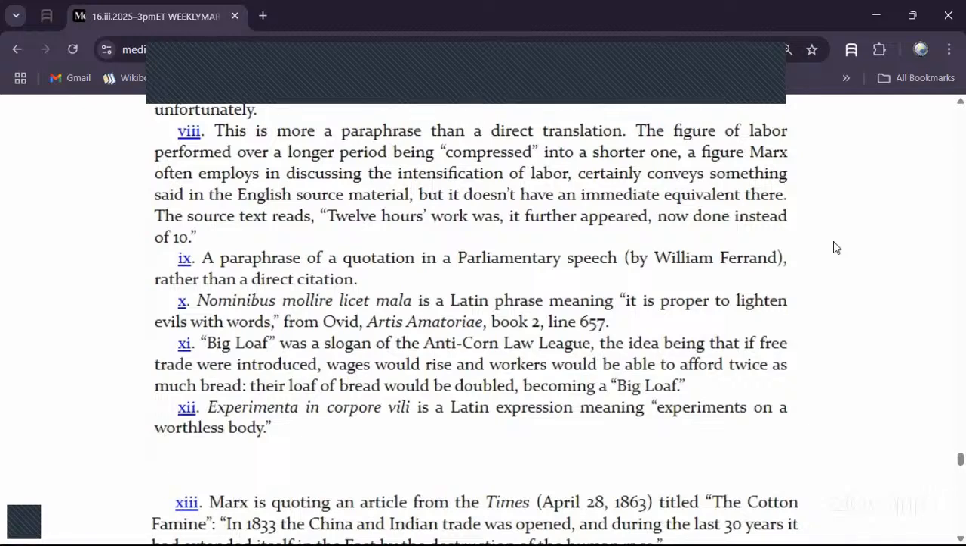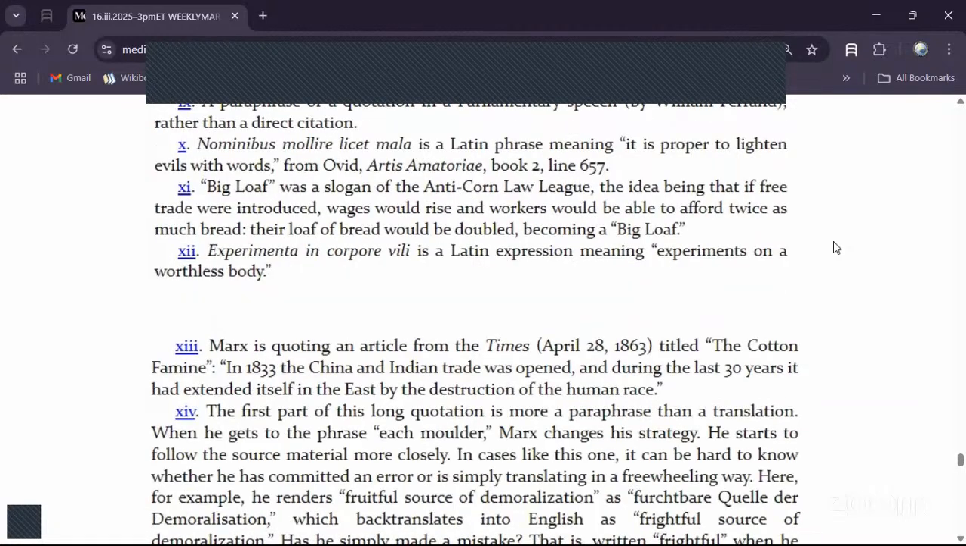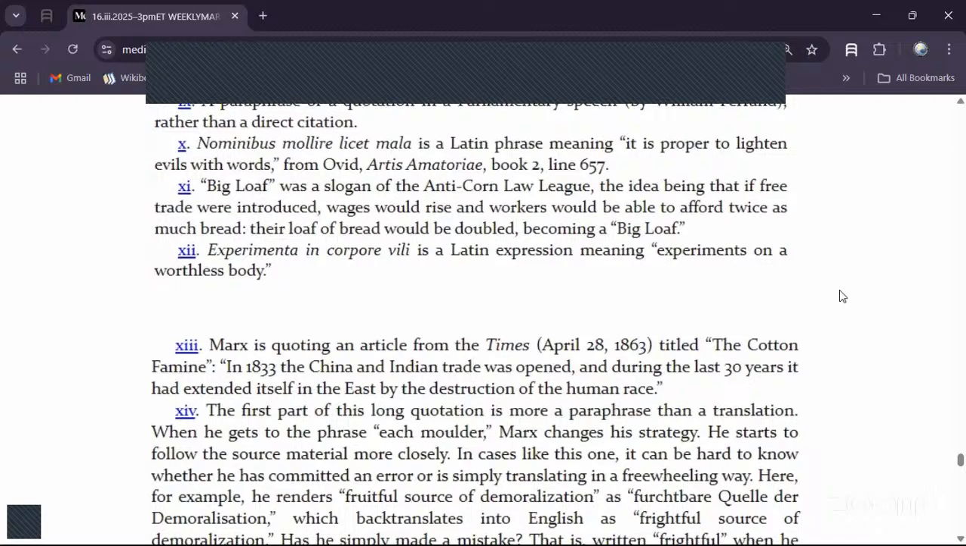And let's see, "Big Loaf" was a slogan of the Anti-Corn Law League, the idea being that if free trade were introduced, wages would rise and workers would be able to afford twice as much bread. Their loaf of bread would be doubled, becoming a big loaf. And then there's Latin, of course. Nominibus mollire licet mala: it is proper to lighten evils with words, from Ovid. And experimenta in corpore vili is a Latin expression meaning experiments on a worthless body.